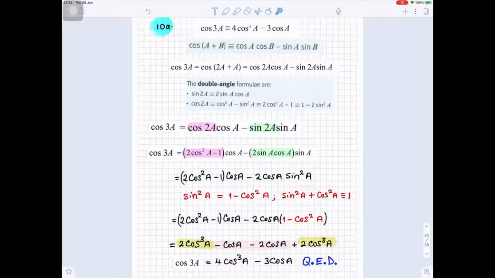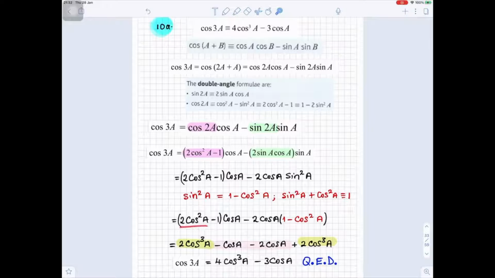And you can see a pattern. We don't want to have sine. We're replacing sine, so you end up with an answer without sine. So sine squared A is 1 minus cos squared A, which is replaced there. That replaces sine squared A. So that's the equation now that you have.